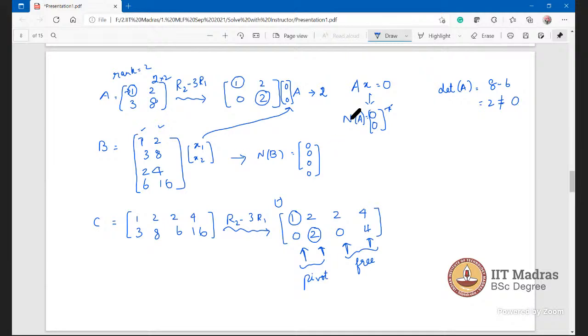No, how? Because your null space is formed by the solutions of this equation, Bx is equal to 0. So these vectors form the null space. What are the solutions which lead to a 0 vector? Only a 0 vector will lead to the 0 vector here. Oh, okay, ma'am. So that is why we say that it is a unique solution for this matrix, the null space.